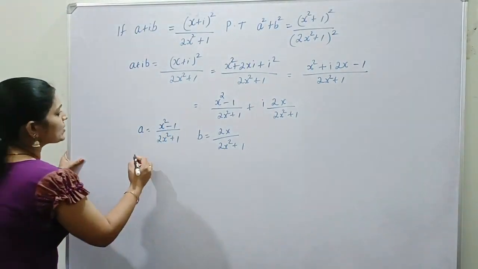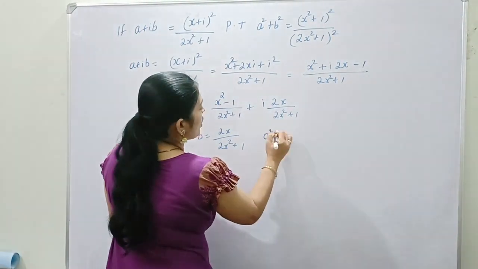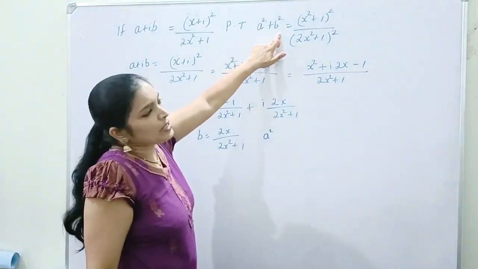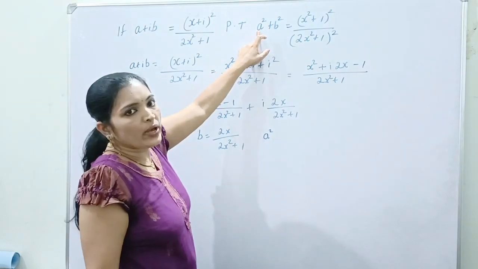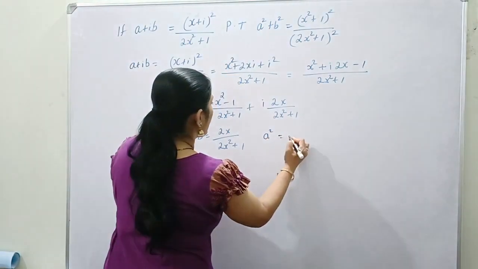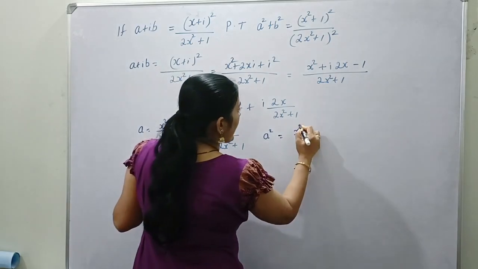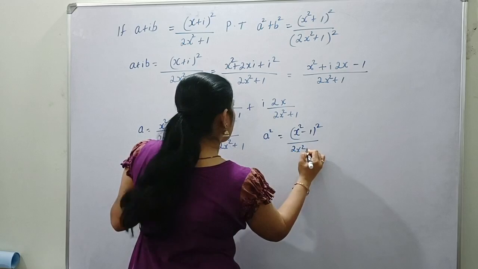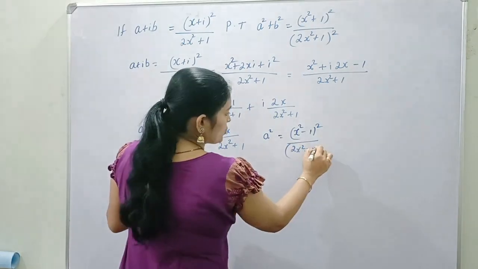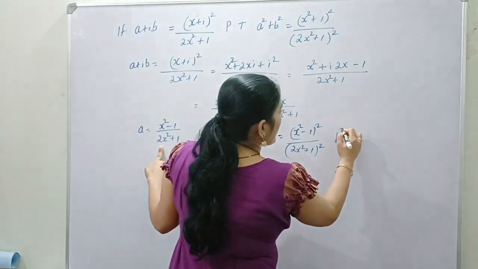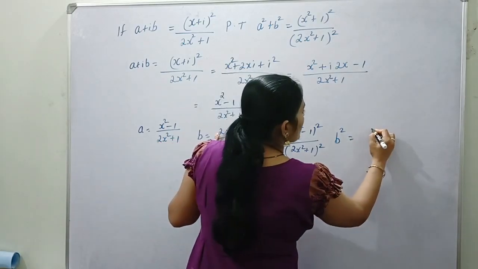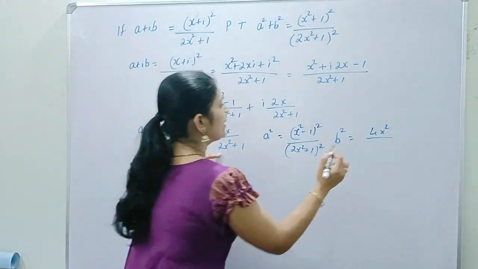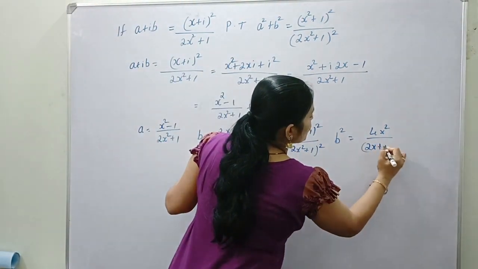Next let us write a square. What is a square? Because in our question, what we have to prove is a square plus b square, right? So let us find what is a square and what is b square. a square is equal to (x square minus 1) whole square divided by (2x square plus 1) whole square, right? b square is equal to (2x) whole square, that is 4x square, divided by (2x square plus 1) whole square.